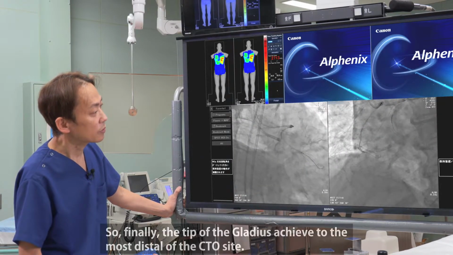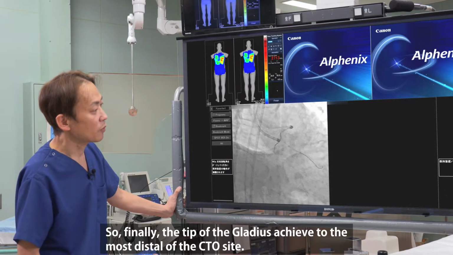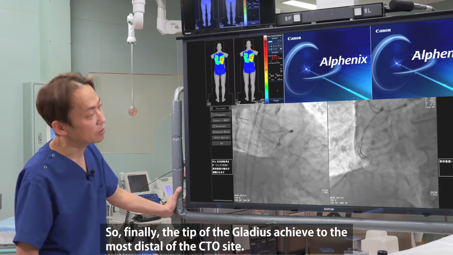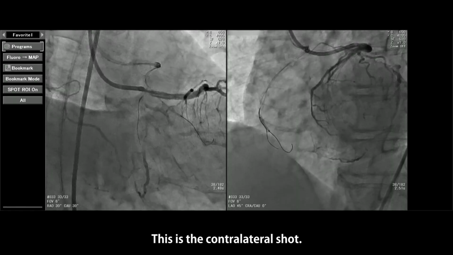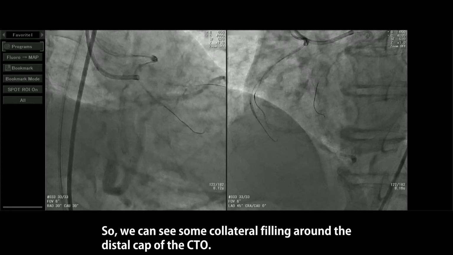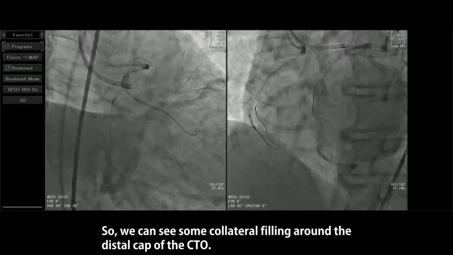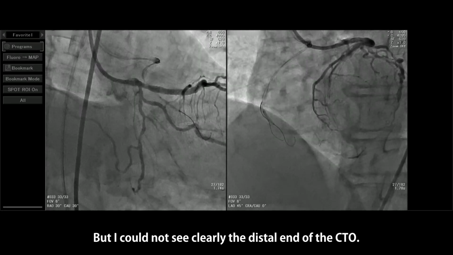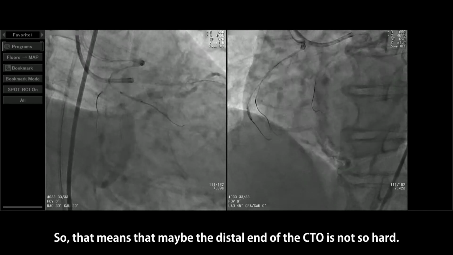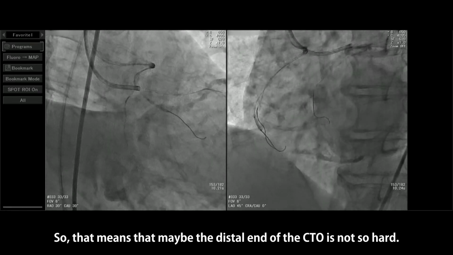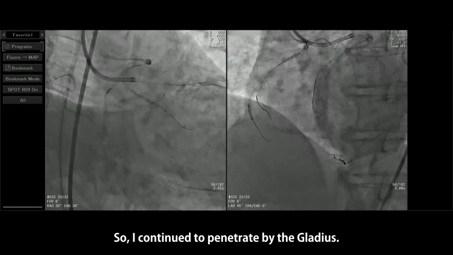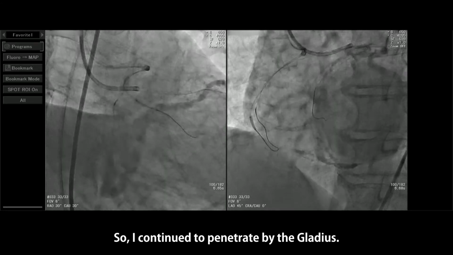So finally, the tip of the Gradius reached the most distal of the CTO side. So this is a contralateral shot. So we can see some collateral filling around the distal cap of the CTO, but I could not see clearly the distal end of the CTO. So that means maybe the distal end of the CTO is not so hard. So I continued to penetrate with the Gradius.